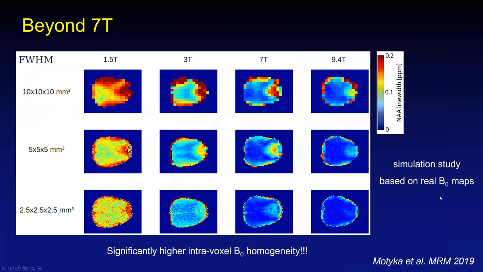Here we have performed a simulation study based on real acquired B0 maps from the same subject at different field strengths. And we have simulated how the full width at half maximum, so the spectral resolution, would be for the NAA at three different spatial resolutions. With our typical spatial resolutions right now, we are very close to this or somewhere in between these two spatial resolutions. And you can see that you can gain, of course, in spectral resolution when you go to higher field strength, but you really start to gain and also get a better coverage when you go to a higher spatial resolution, because then you have less intravoxel B0 inhomogeneities, which is very important. But of course, you can do this only as long as you are not running out of SNR.